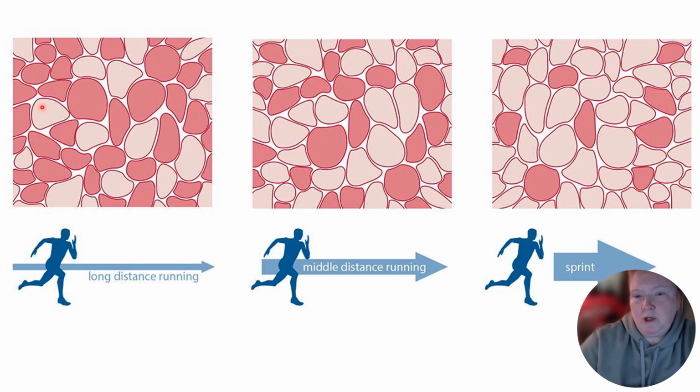So if you are a sprinter, you're going to have lots of fast twitch, less slow twitch. If you are a long distance runner, like a marathon runner, you have lots of slow twitch, less of the fast twitch. Middle distance runners are going to have kind of an even mix of the two.